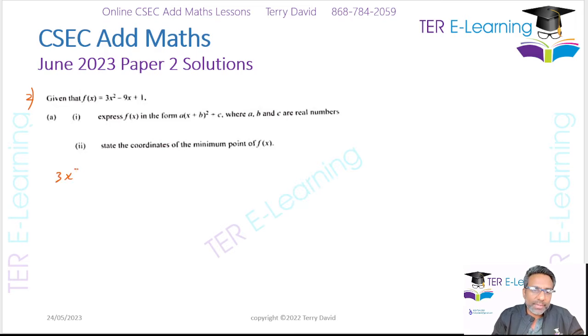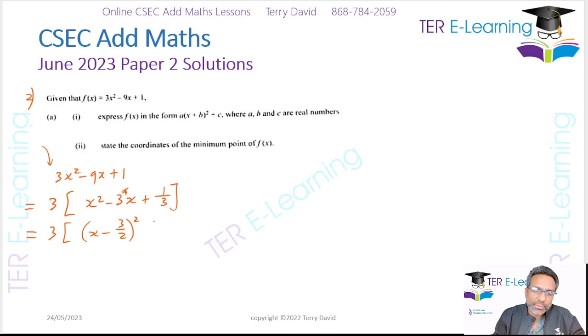We have 3x squared minus 9x plus 1, and we're trying to complete the square. What we normally do is pull out this 3. So this is going to be 3 open brackets x squared minus 3x plus 1/3. Next, you write this as x minus half of this number, so x minus 3 over 2 squared. You write back the 1/3, and then you minus this number squared.